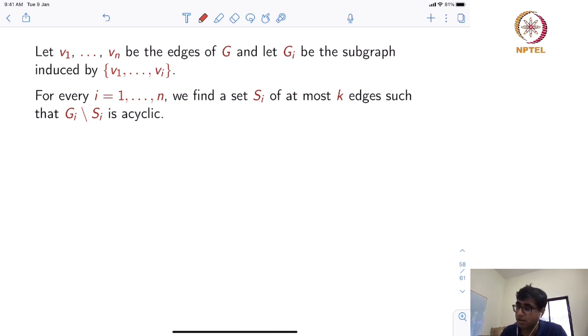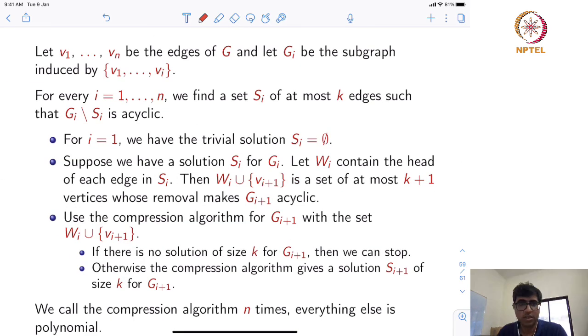So now we will let v1 to vn be the edges of G, and let Gi be the subgraph induced by the first i. So for every i equal to 1 to n, we find a set Si of at most k edges such that G minus Si is acyclic, and then do as follows. For i equal to 1, we have the trivial solution Si equal to empty set. Suppose we have a solution Si for Gi, and let Wi contain the head of each edge of Si. Then clearly Wi union v(i+1) is a set of at most k plus 1 vertices whose removal makes G(i+1) acyclic. Use the compression algorithm for G(i+1) with the set Wi union v(i+1).